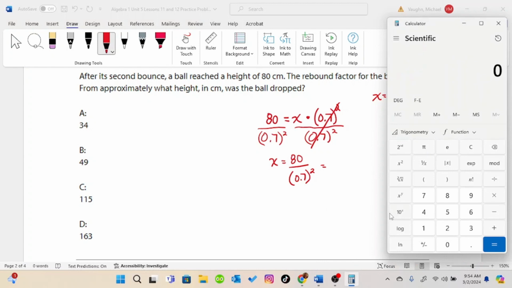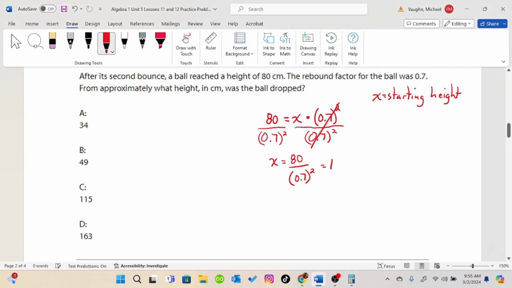And now we can go to our calculator. We have 80 divided by, and I'm going to use the parentheses here, 0.7 squared, and close my parentheses, and then hit equal. And that's 163, which is choice D.